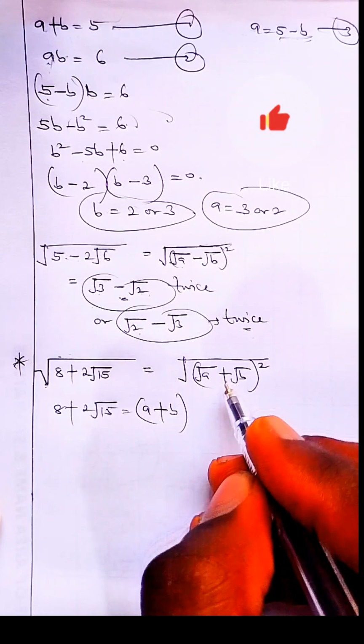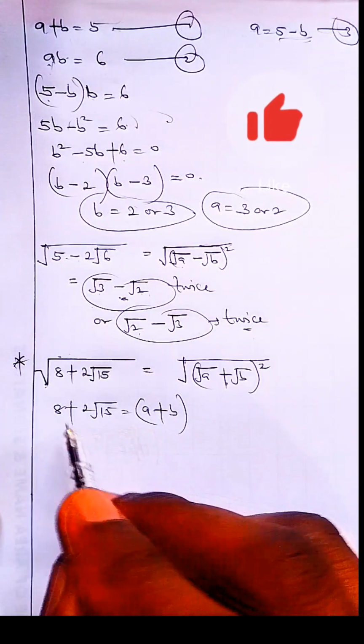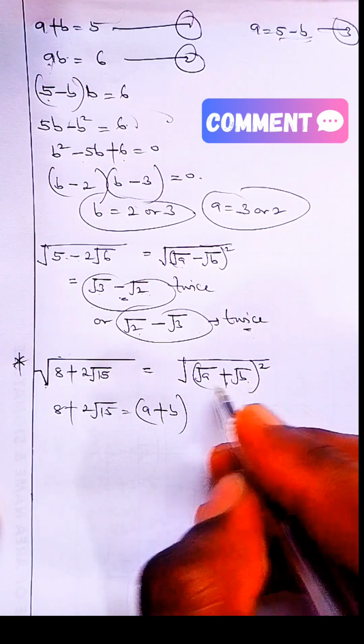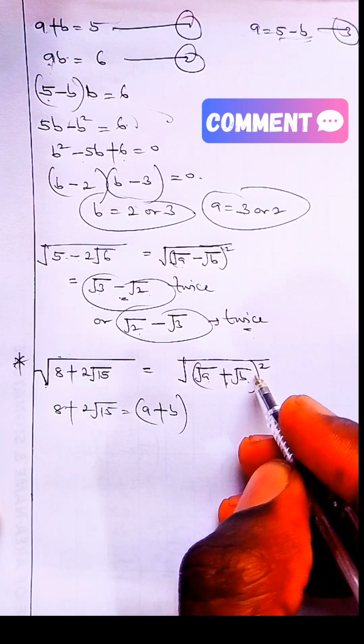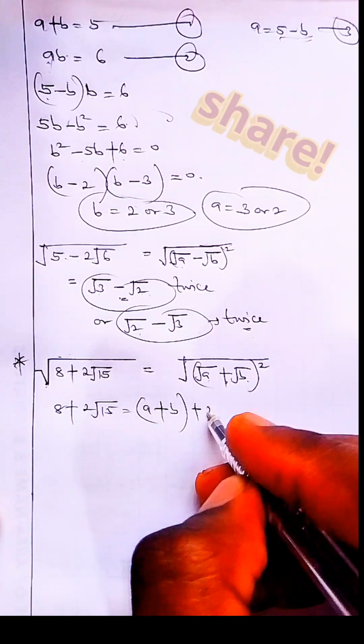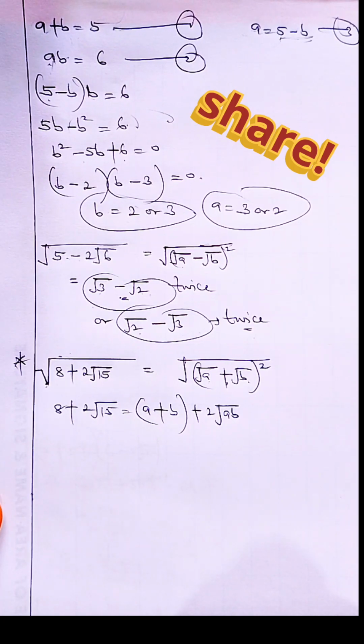Why do we have to use it? Because this is positive, they are the same. So a plus 2 root 15 will give us a plus b. By the time you expand this, root a plus root b in bracket raised to 2, you end up with a plus b, then plus 2 root ab. That's what we end up with. So now we're going to just relate them.